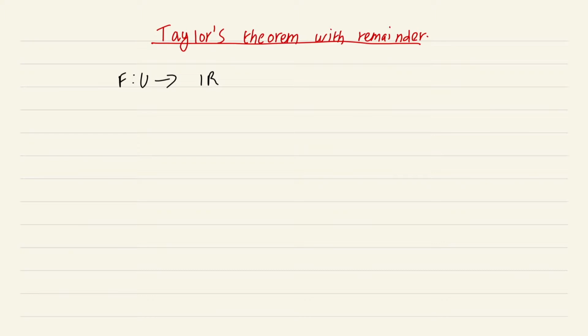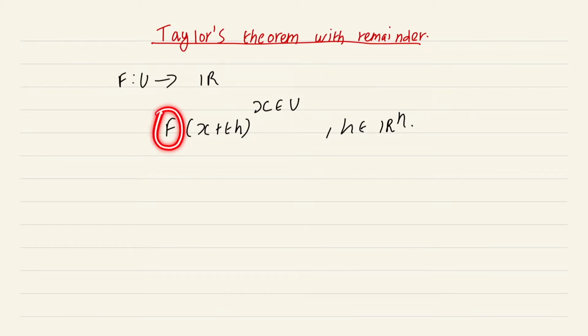And the way to do that is we are going to fix a point x in U where we are going to write down the Taylor series expansion and consider the function f of x plus th where h is in R^n. Okay, and now we are going to treat this function as a function of the variable t and apply the classical one variable Taylor's theorem that we are now very familiar with.